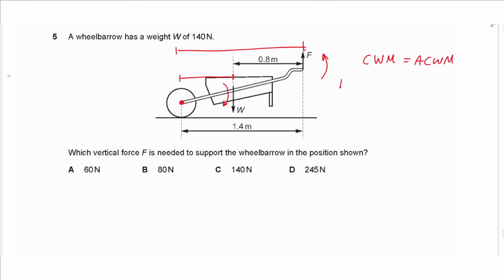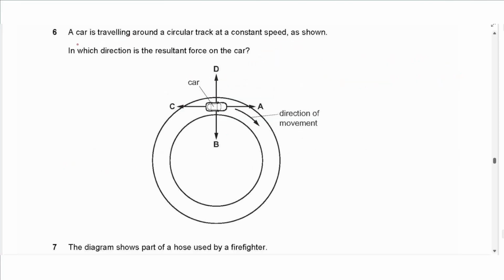Clockwise moments is equal to anti-clockwise moments. So the force W, which is 140, multiplied by its distance, which is 1.4 minus 0.8, that gives 0.6, is equal to the unknown force F multiplied by the whole distance, which is 1.4. Then we divide by 1.4 to make F the subject of the formula. That would give an answer of 60, so the answer is A. Question 6 says, a car is traveling around a circular track at a constant speed as shown. In which direction is the resultant force acting on the car? So for any object moving in a circle, the resultant force must be towards the center of the circle. So the answer is B.